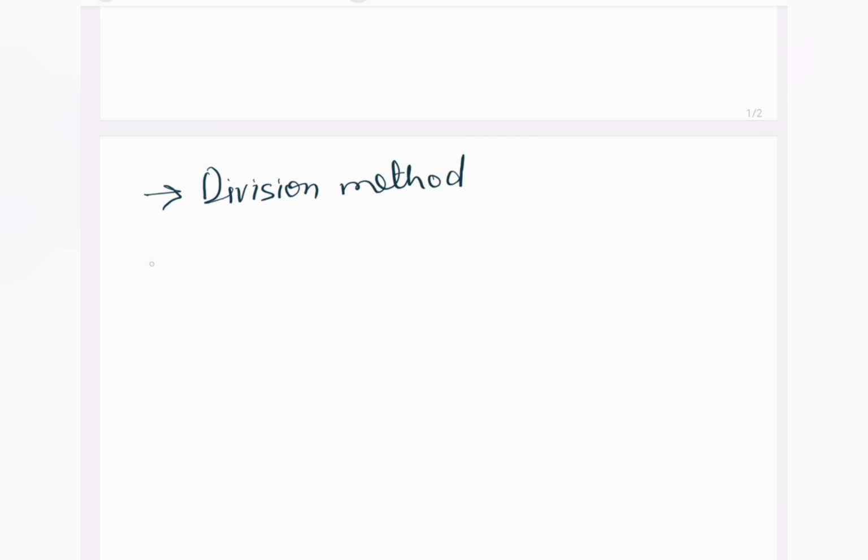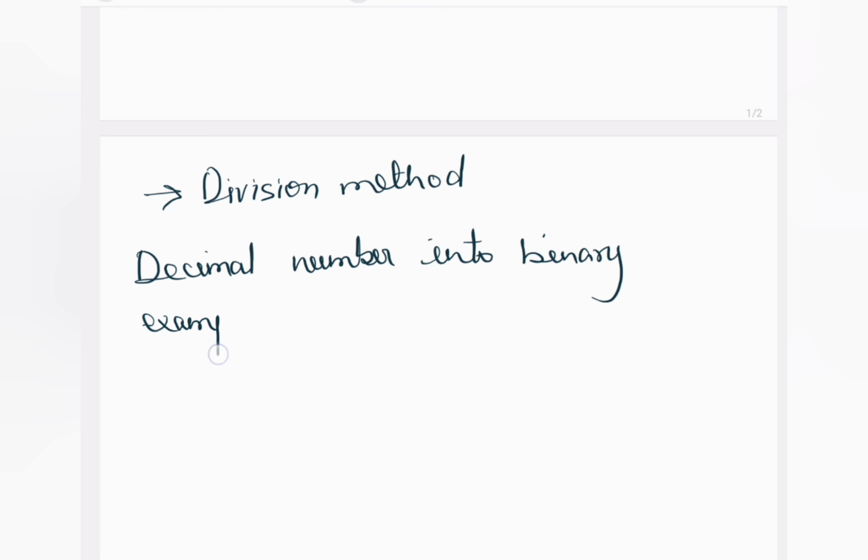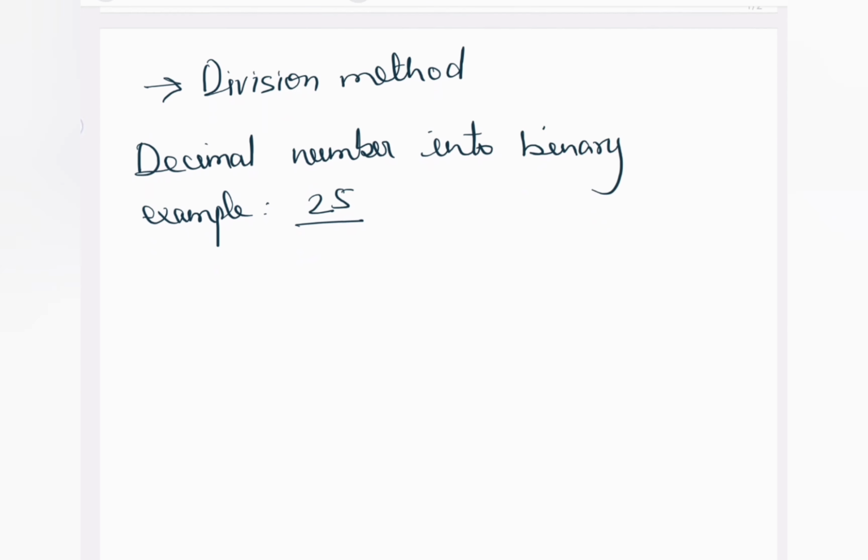And we are going to convert a given decimal number into binary. Let's take an example. Any number is fine, and we'll take, let's say, number 25. So how do we do that? Let's look at the process first.